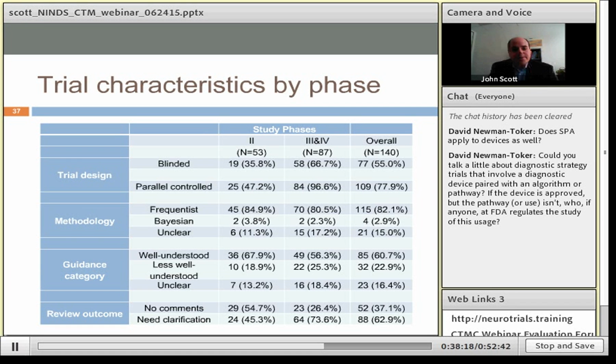So the final couple rows of this are the outcome of the FDA's review. In phase 2, about 50% of the time the trial was allowed to proceed without any further comments or requests for clarification. In phase 3, that was much less common. Three quarters of the time, FDA requested more details, usually, or requested changes to the study.